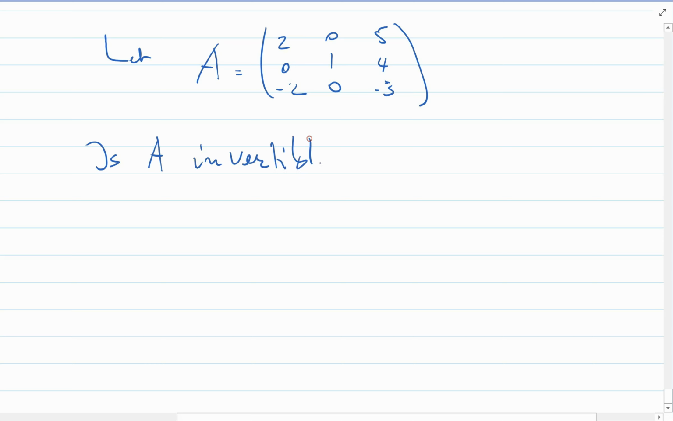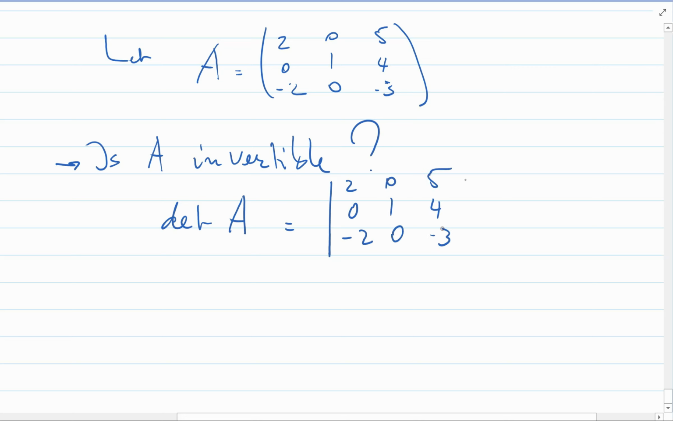So for us to answer this question, we will use the determinant of A. So let's find out what the determinant is. 2, 0, minus 2, 0, 1, 0, 5, 4, minus 3. We can do the elementary row operations, but we can also notice that the second column has two zeros. And therefore, let's do the cofactor expansion along the second column.